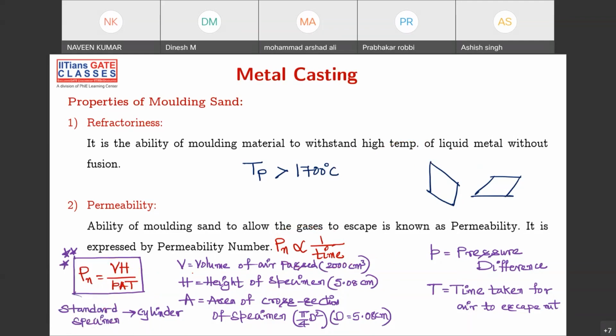The volume of standard air passed is 2000 centimeter cube. The standard specimen height of the sand that you're trying to test is 5.08 centimeter, and the cross section is circular, that is pi by 4 d square, and d is also 5.08 centimeter. These are fixed. The pressure difference you have to fix, you have to give it, and time you have to calculate. If all are given, you should be able to calculate this permeability number. Please do remember permeability is VH by PAT, and please do remember these are all centimeters, not meters.